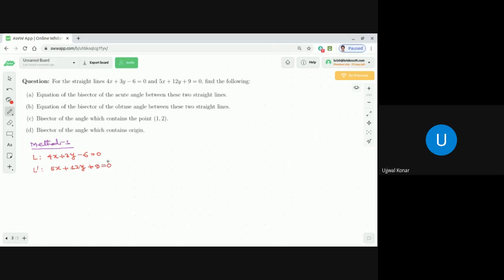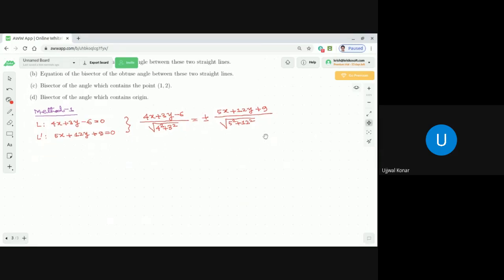Now we know the joint equation of the bisectors. It is (4x plus 3y minus 6) divided by square root of 4 square plus 3 square, equal to plus minus (5x plus 12y plus 9) divided by square root of 5 square plus 12 square. These are the joint equation of the bisectors. That means we will take plus and minus.